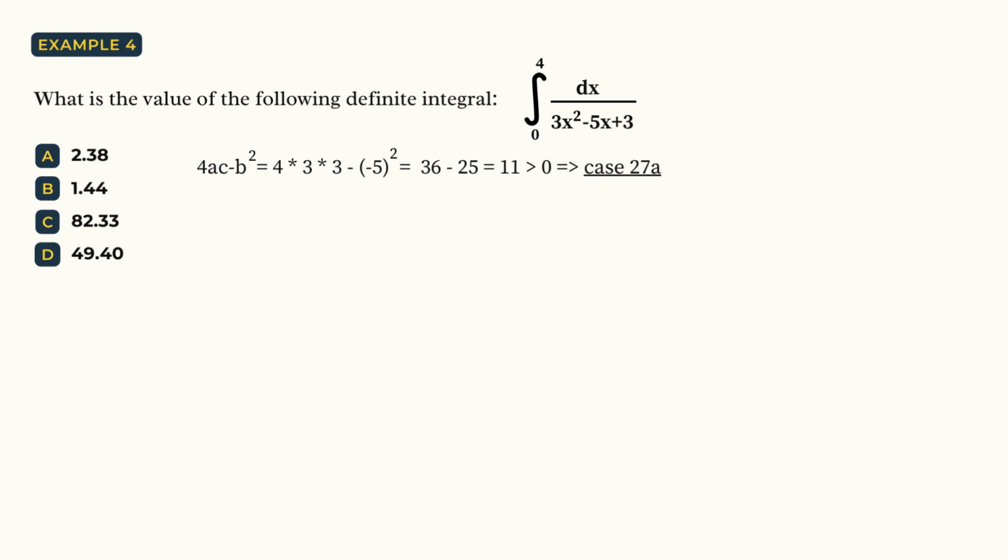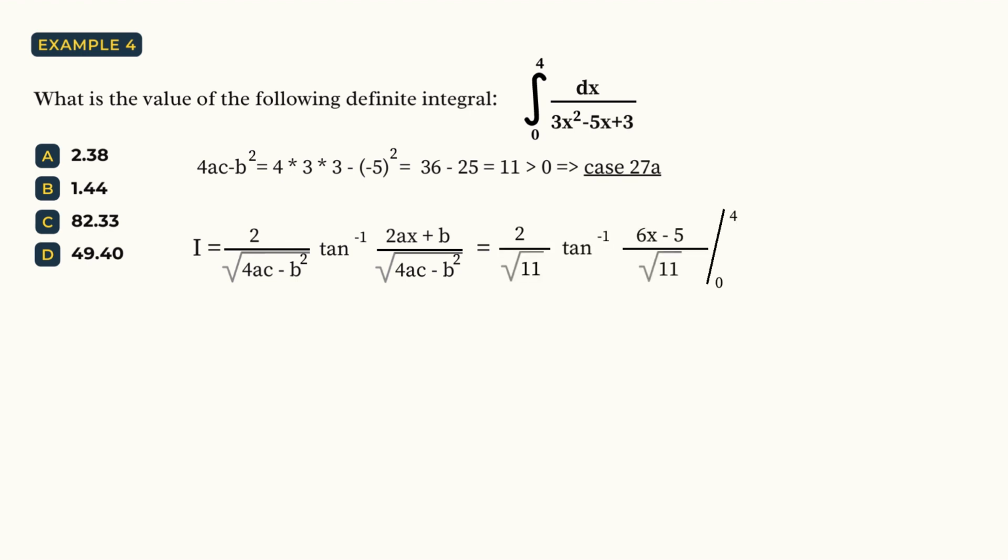Let's go ahead and write the formula down. So our integral equals 2 over square root of 4ac minus b squared multiplied by arctangent of 2ax plus b over square root of 4ac minus b squared. And this, let's substitute now, will be equal to 2 over square root of 11 arctangent of 6x minus 5 over square root of 11. And this is from 0 to 4.